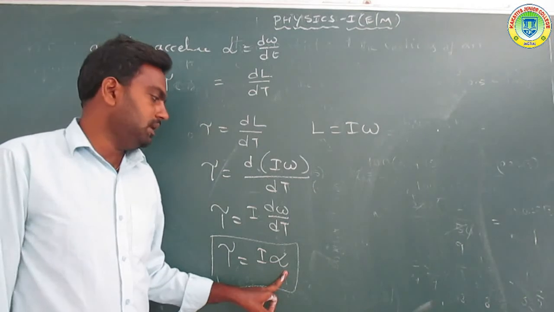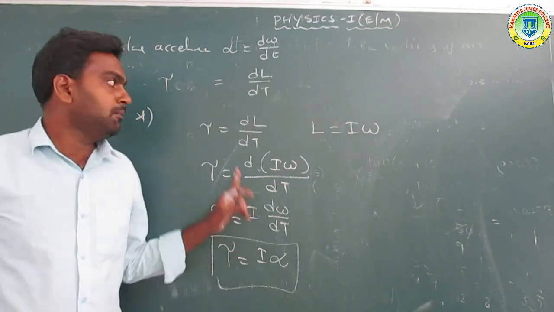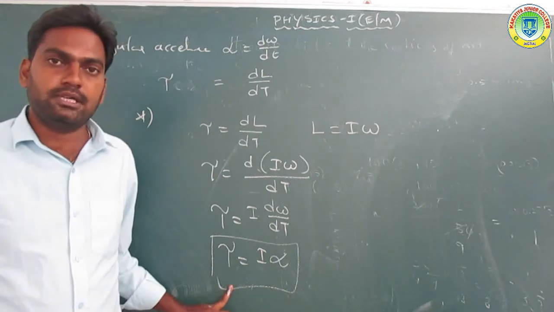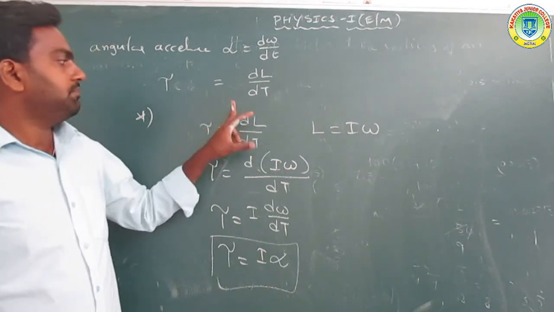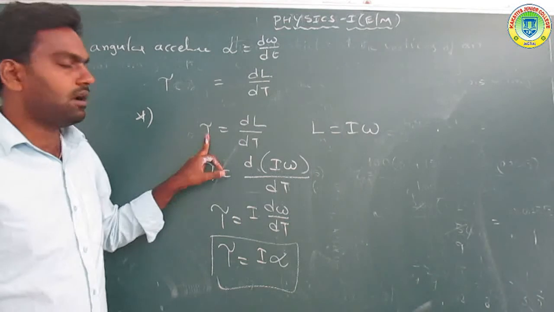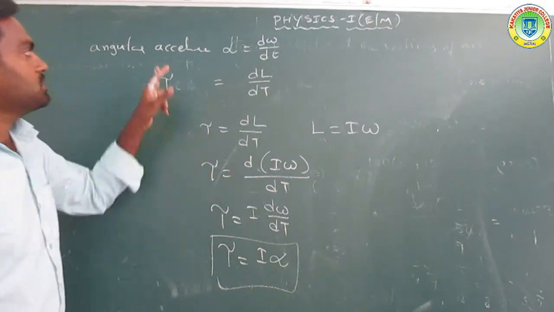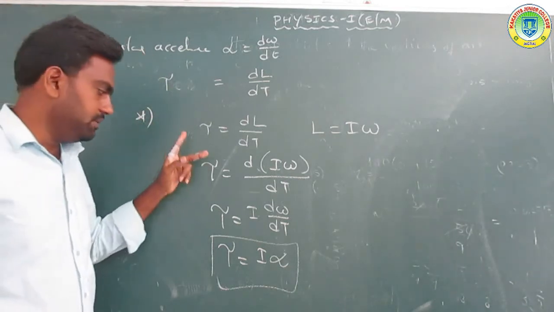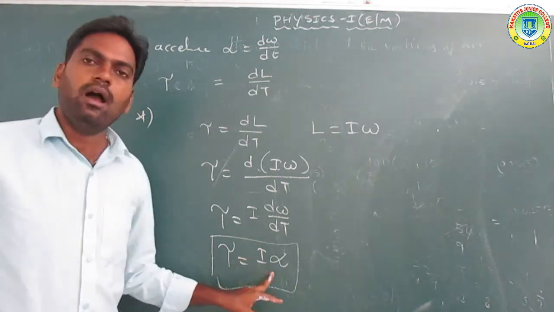Very important formula, and an IP 4 marks question: to find the relation between torque and angular acceleration. What is the definition of angular acceleration? What is the torque? What is the relation between these two? So tau is equal to I alpha.